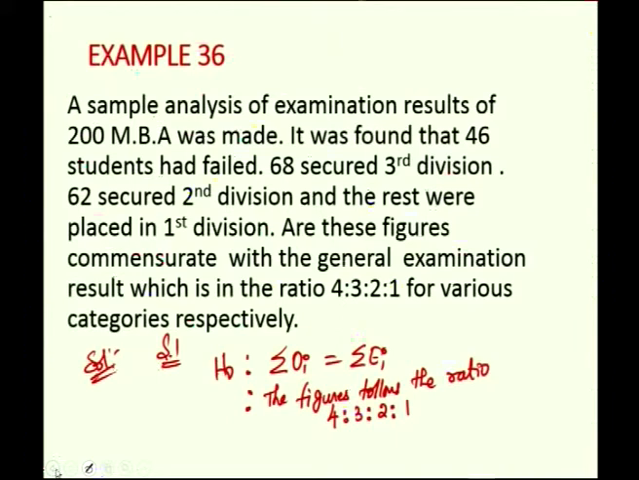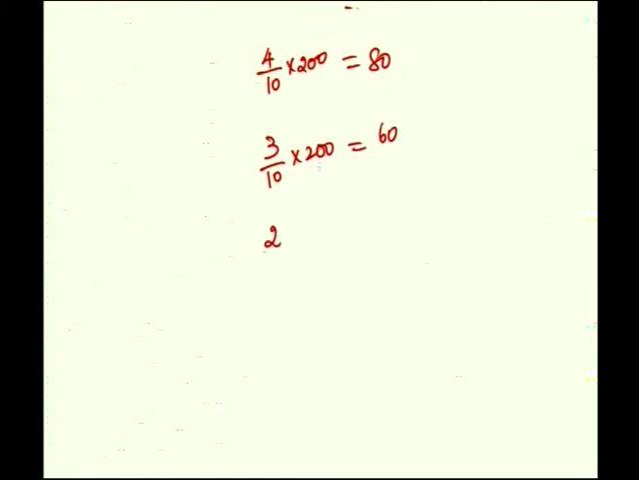So, 200. 4 by 10 into 200, which is equal to 80 for the first category, and then 3 by 10 into 200, which is 60, and then 2 by 10 into 200, which is 40, and then 1 by 10 into 200 is 20. This 200 is the total number of MBA students. Therefore, total comes to be equal to 200.